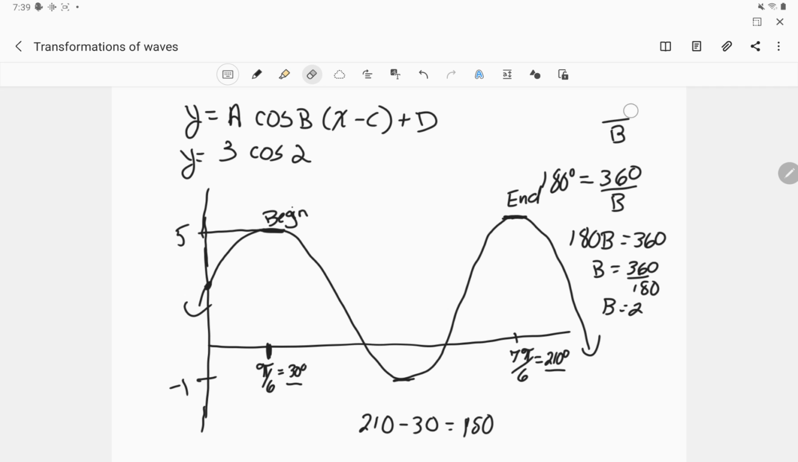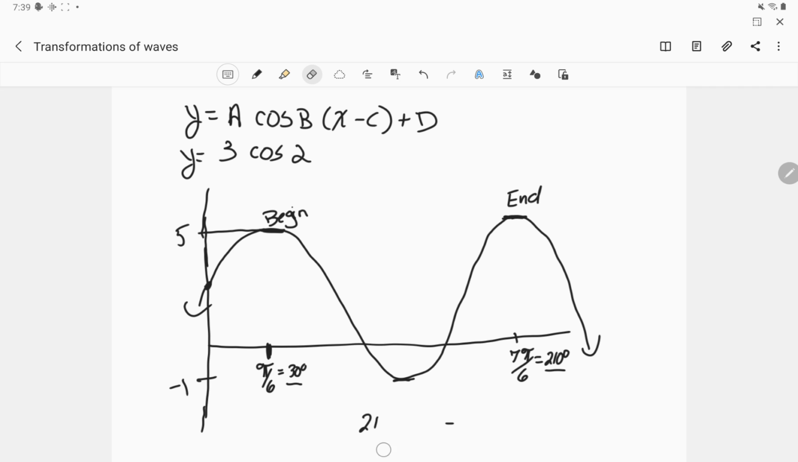Okay, so now the next thing I have to figure out is the phase shift. So to figure out phase shift, what you have to do is think about what you know about a cos wave. A cos wave starts at the highest point, starts at the crest, goes down, and comes back up again. So in terms of a cos wave, this really is the start, and the start is at pi over 6. So someone has moved this pi over 6 to the right. So x minus pi over 6.